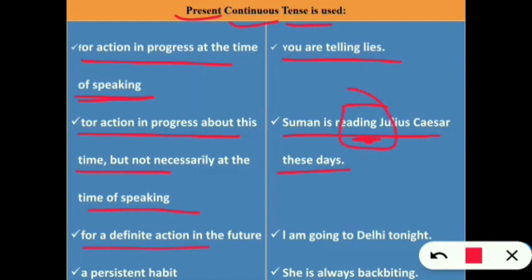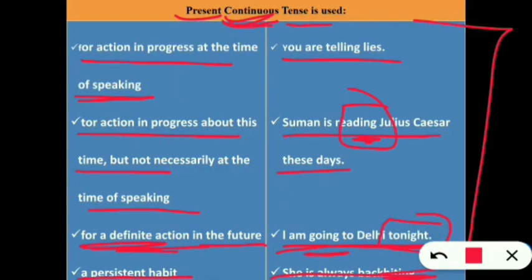For a definite action in the future, or a persistent habit, like: I am going to Delhi tonight, she is always backbiting. In order to show a definite action in the future or a persistent habit, it is used. I am going to Delhi tonight. The work will be done in future, but continuity makes it present. She is always backbiting. So these are the examples of present continuous tense.